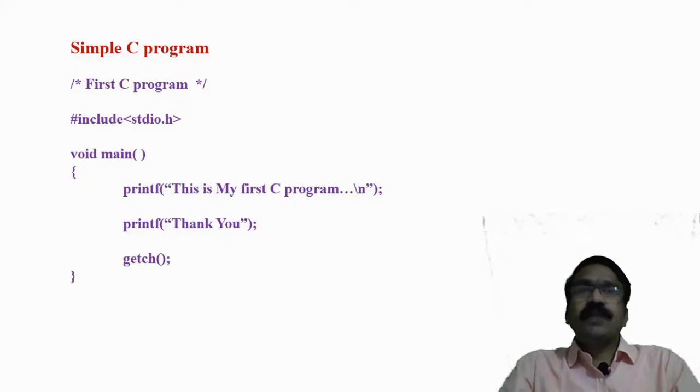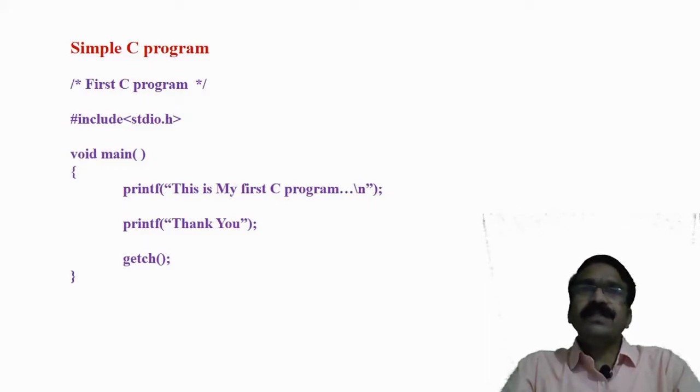Now we will see a simple program in C, how to write a simple program. Here the first statement I have written: slash star first C program star slash. This is the comment statement. When we want to give some comment in a C program, we use slash star at the beginning and star slash at the end of the comment. That is the first program of our C program.